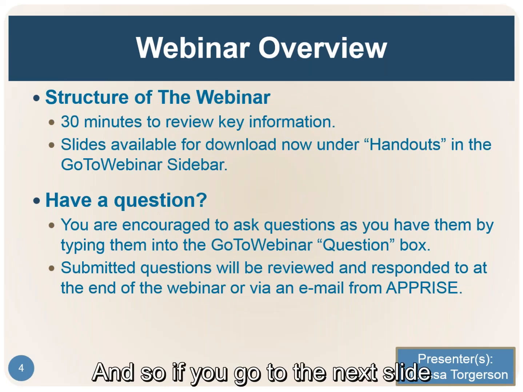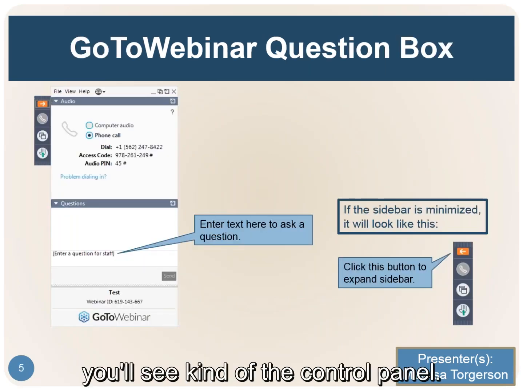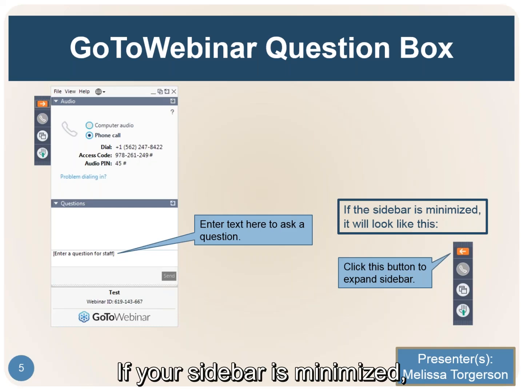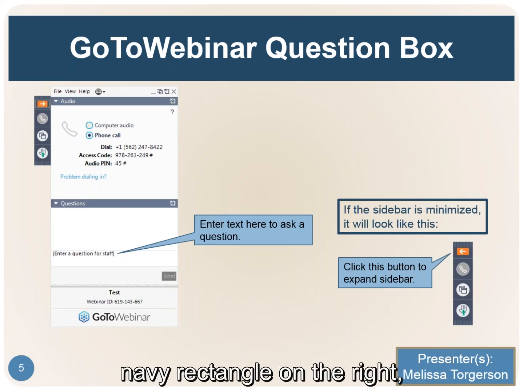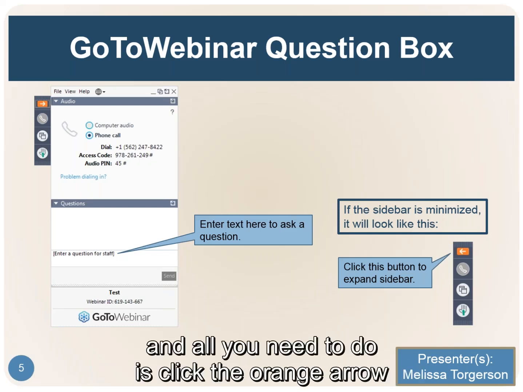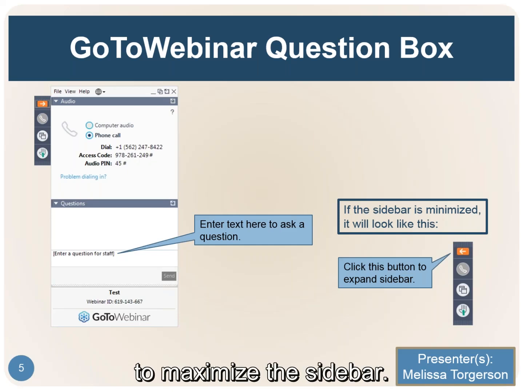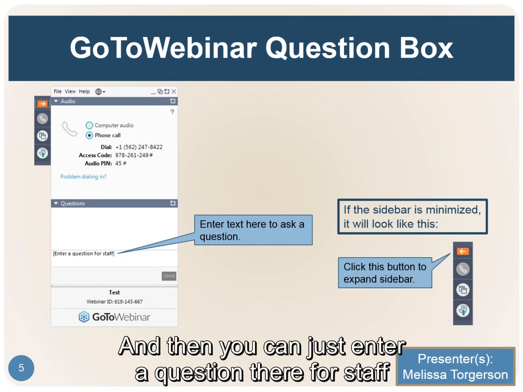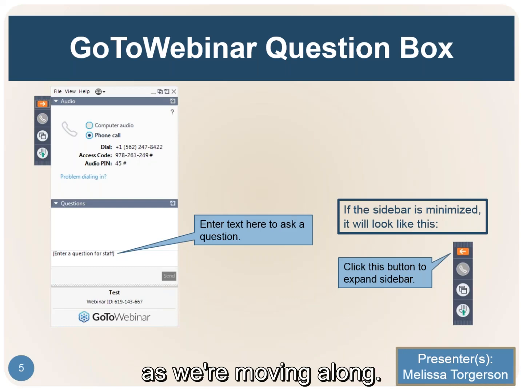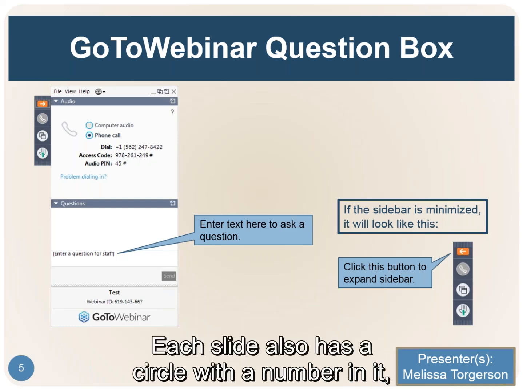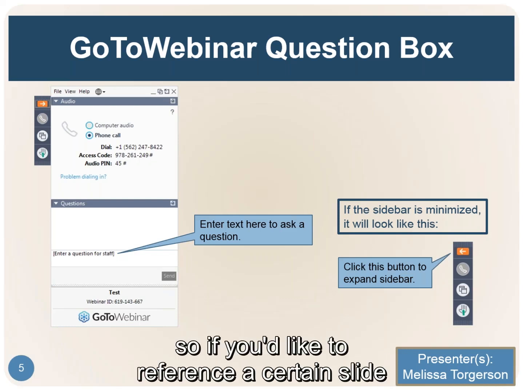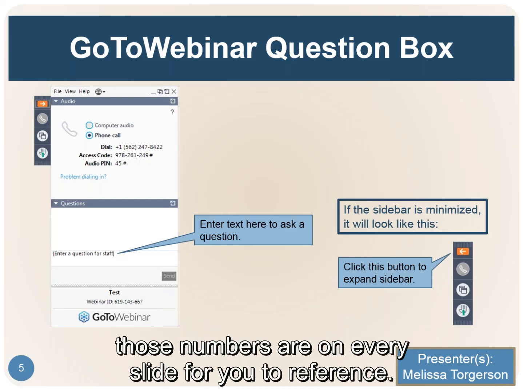If we go to the next slide, you'll see the control panel. If your sidebar is minimized, it's going to look just like this little navy rectangle on the right, and all you need to do is click the orange arrow to maximize the sidebar, and then you can enter a question there for staff as we're moving along. Each slide also has a circle with a number in it, so if you'd like to reference a certain slide, those numbers are on every slide for you to reference.